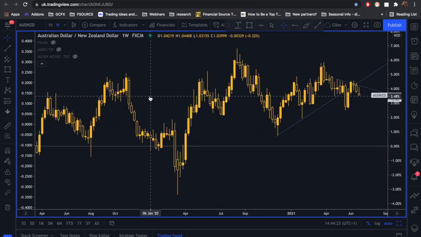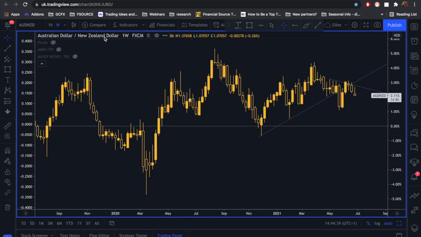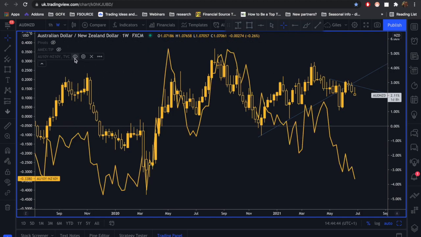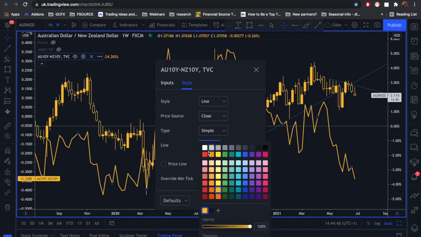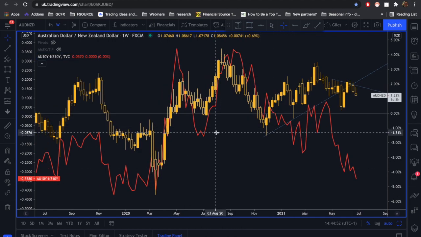Now, first of all, let me explain what the bond yield spread is. The bond yield spread can basically be used as a risk profile between two different nations. So let me give you an example here. In the Australian dollar and New Zealand dollar currency pair, we now have the bond yield spread turned up in yellow. I'm just going to change that so it's a more attractive color and it's different to the candlestick chart, so it just stands out more.